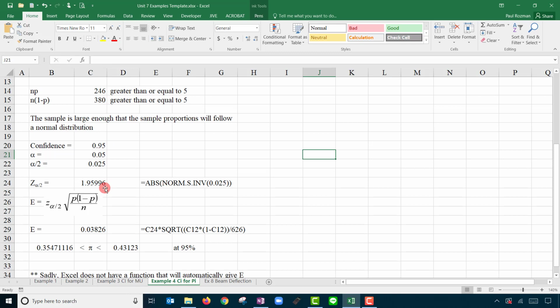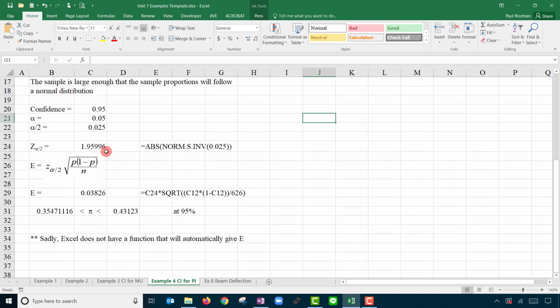Calculated the Z score using Excel. It was NORM.S.INV, and it gives you a negative number. So I put the ABS for absolute value to make it positive, and we get our 1.96.